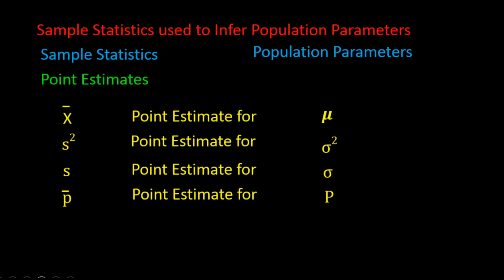The numerical value we get for any of these sample statistics, X bar, S squared, S, or P bar, is called a point estimate. It is important to understand that these sample statistics are estimates of the true population parameters. We don't know what the true population parameter is, so we use the sample statistic to estimate it.